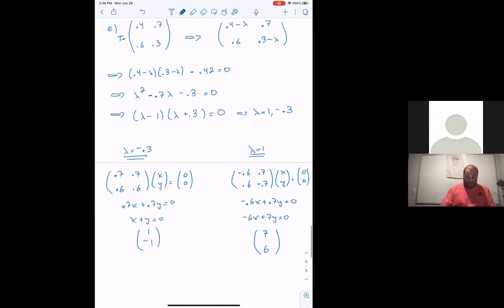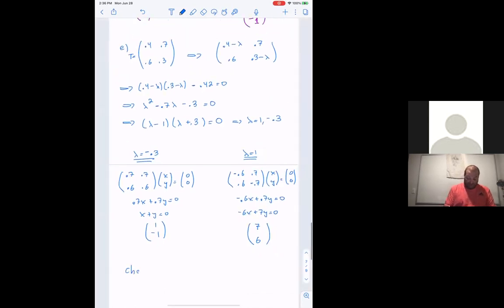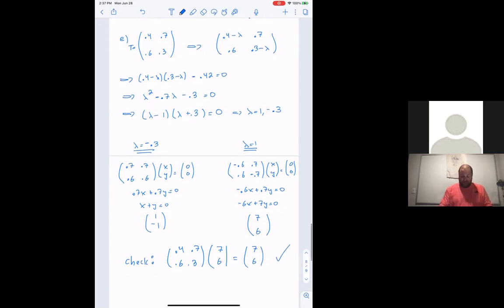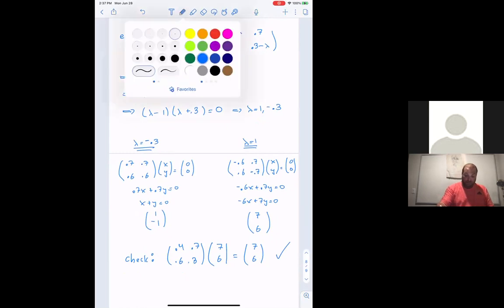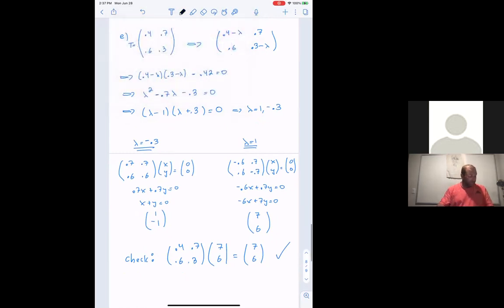It's always nice to check. I didn't check any of the others, but because this one has application to what we did before, let's go ahead and check. 0.4, 0.7, 0.6, 0.3, acting on 7, 6. 0.4 times 7 is 2.8. 2.8 and 4.2 gives me 7. 0.42 and 0.18 gives me 6. Sure enough, it does work. Of course, if you trust the math, then you kind of know that it works.